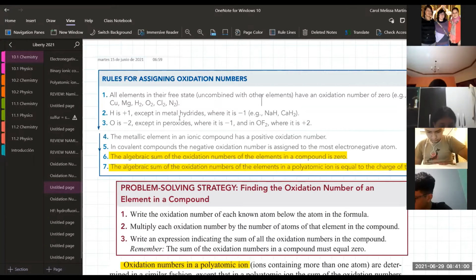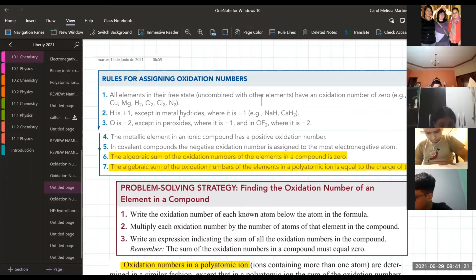Now, hydrogen, when it is combined, can be +1 or -1. It is most of the time going to be +1, except when it is combined with a metal. For example, NaH is read as sodium hydride. The hydride ion has a charge of -1, but in the rest of the compounds, hydrogen will be +1.